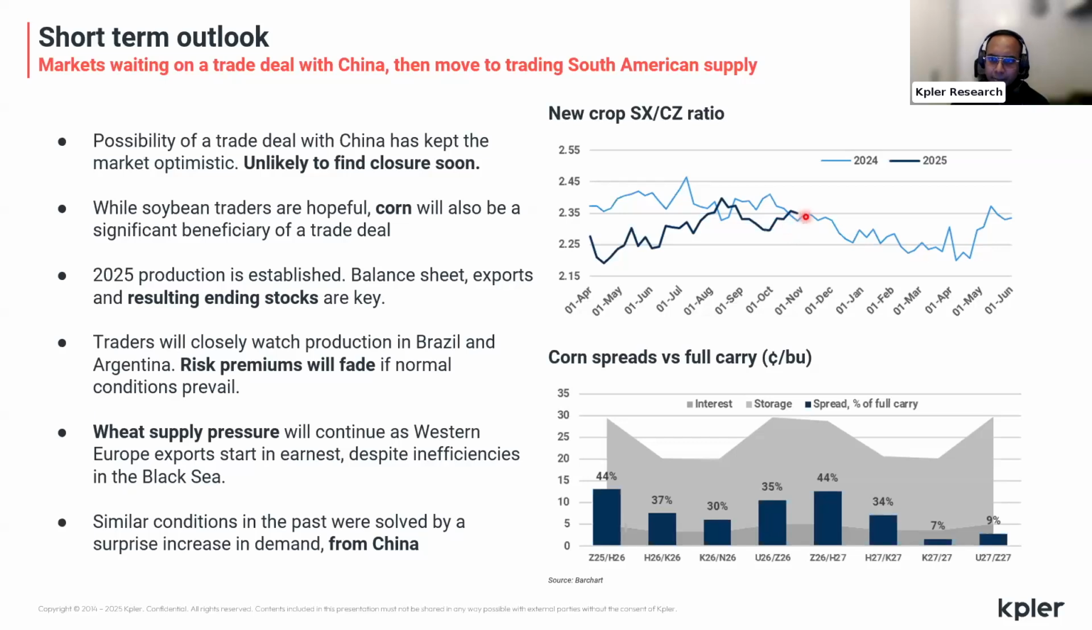At 2.35, like Matt mentioned, we should see a small increase in corn acres and a small reduction in soybean acres. But the direction of this ratio depends on the trade deal. If there is no deal, it is likely to go lower and further exacerbate the corn supply and ending stocks in the US. And as the risk premiums for South American production fade slowly, we should also see corn spreads tend towards full carry.